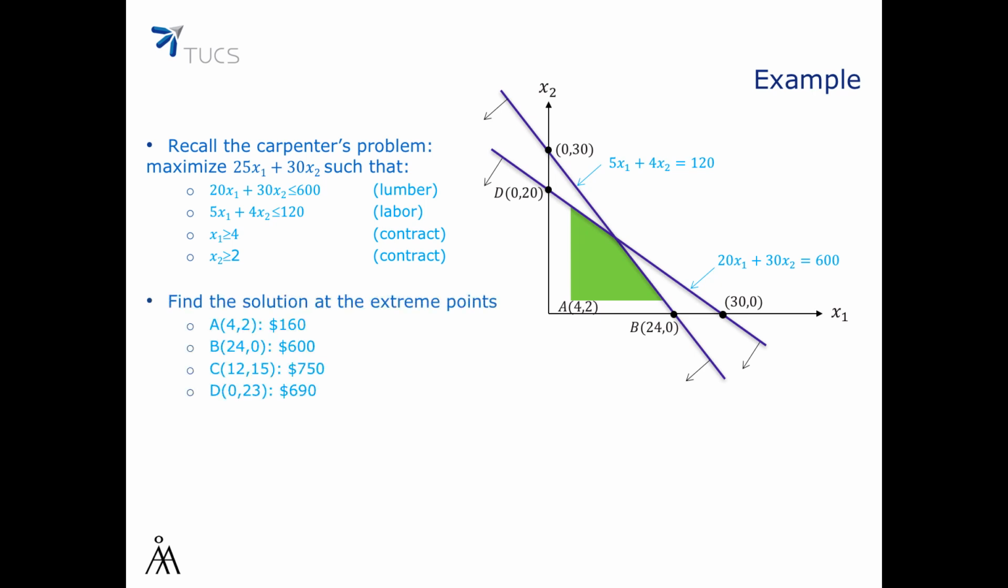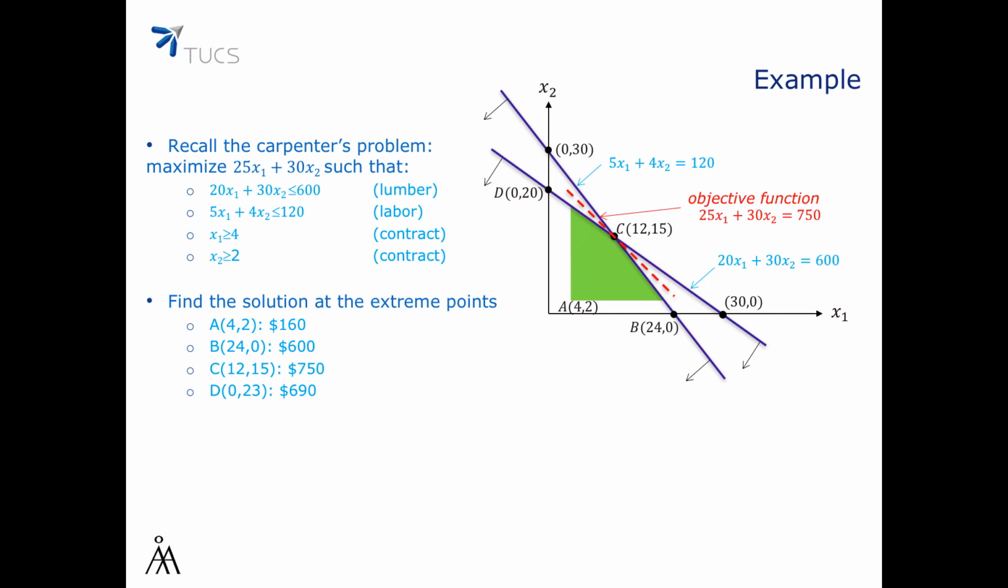In point A, at coordinates 4, 2, the objective function is going to be $160. In point B, with coordinates 24, 0, the value is going to be 600. In point C, of coordinates 12 and 15, the value is going to be $750. And in point D at coordinates 0, 23, the value is going to be 690.